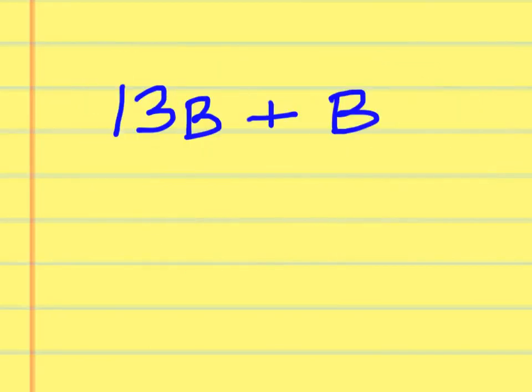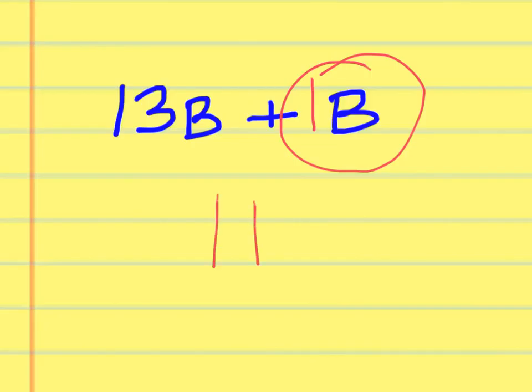13b plus b. What number is written in front of the b, but it is not shown on the screen? In front of this b. 1. Yes, that's right. It's 1. So I have 13b plus b. How many b's do I have? 14, yeah. 14b is the answer.